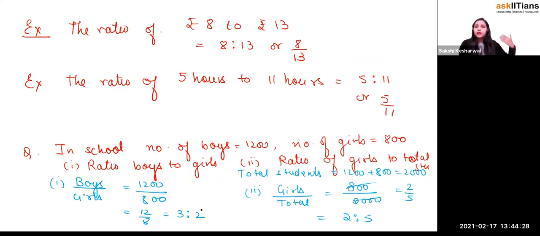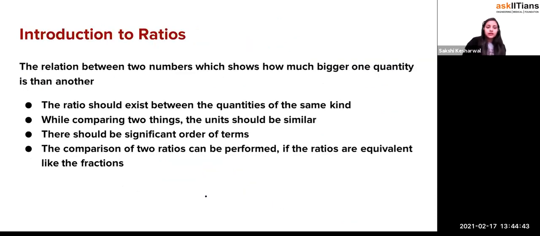So boys will be how much, beta? 3 by 5. That's it. So we just saw in the video that 3:2 means what? The boys are 3 parts out of the total, and the girls are what, beta? 2 parts. That's all we have learned, right? Okay. So there are certain things you should be knowing.